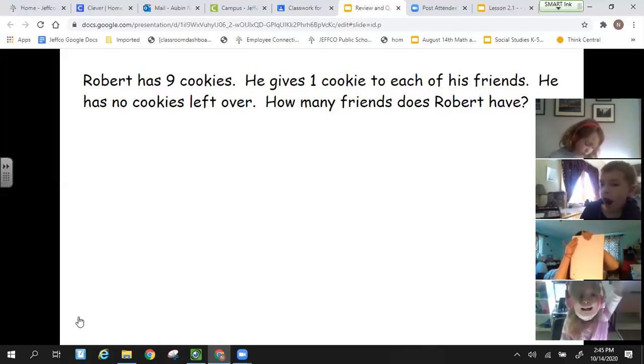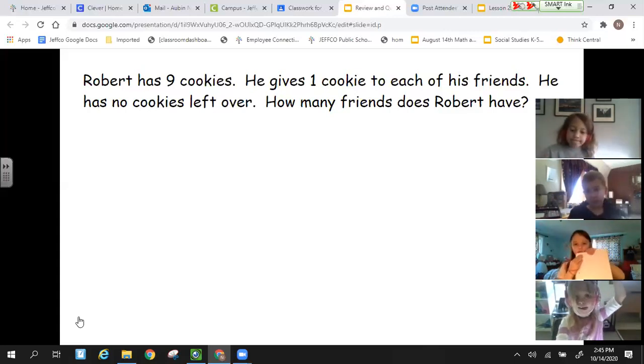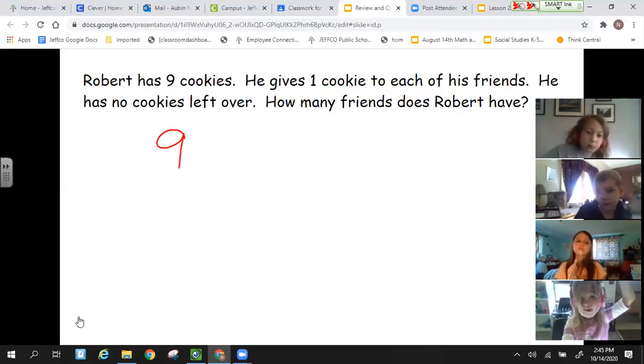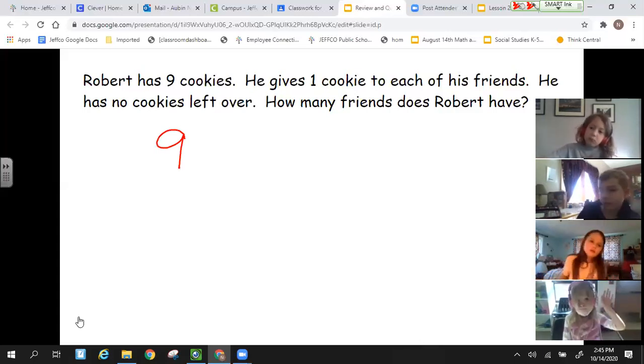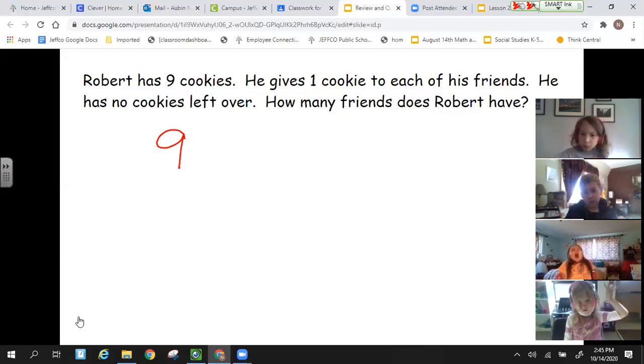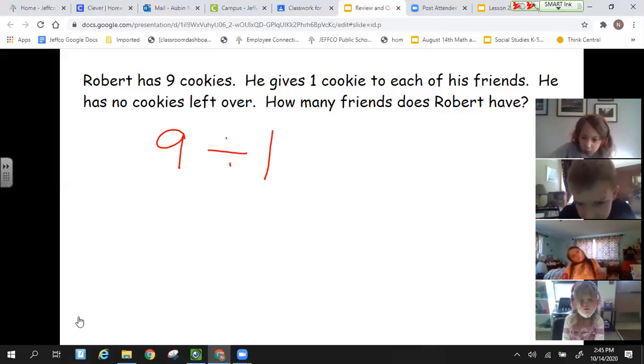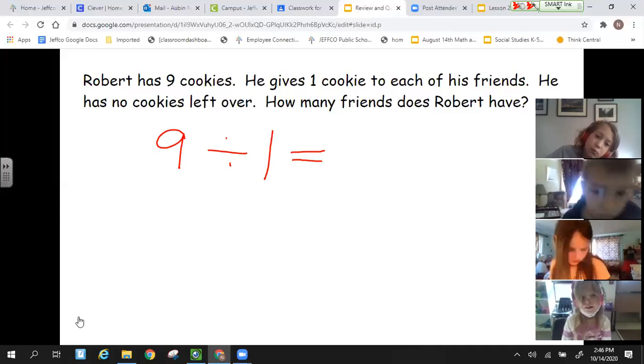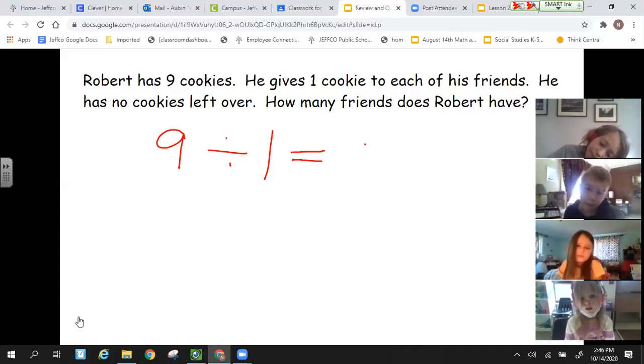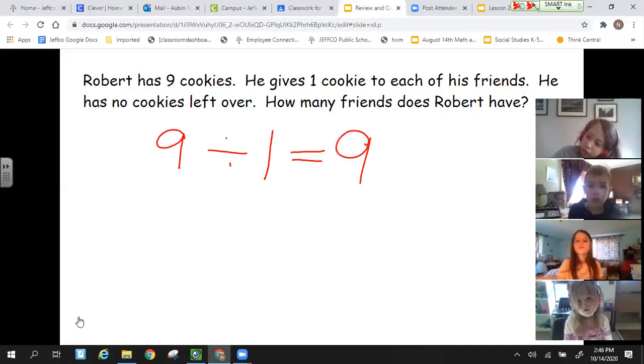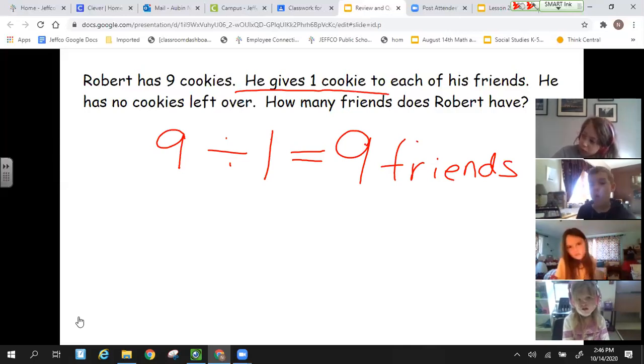Okay, so this one's a little tricky. He has 9 cookies. He's dividing them up between his friends. He's giving each friend 1 cookie. How many friends is he gonna have? How many ones are in 9? 9 friends. So I think you had to visualize him giving 1 cookie to each friend.